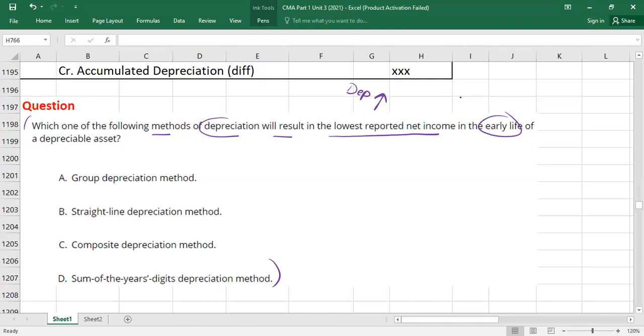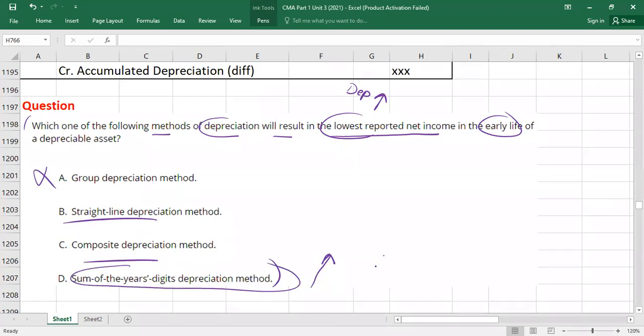Straight line method gives you lower depreciation. It means income will be higher. The question is about lower income. It means where there is higher depreciation. Number 1, group? No, I didn't say group; it is the straight line method. Composite is also straight line. So only the sum of years digit method will give you higher depreciation expense and lower net income in earlier years. Understood? Clear?